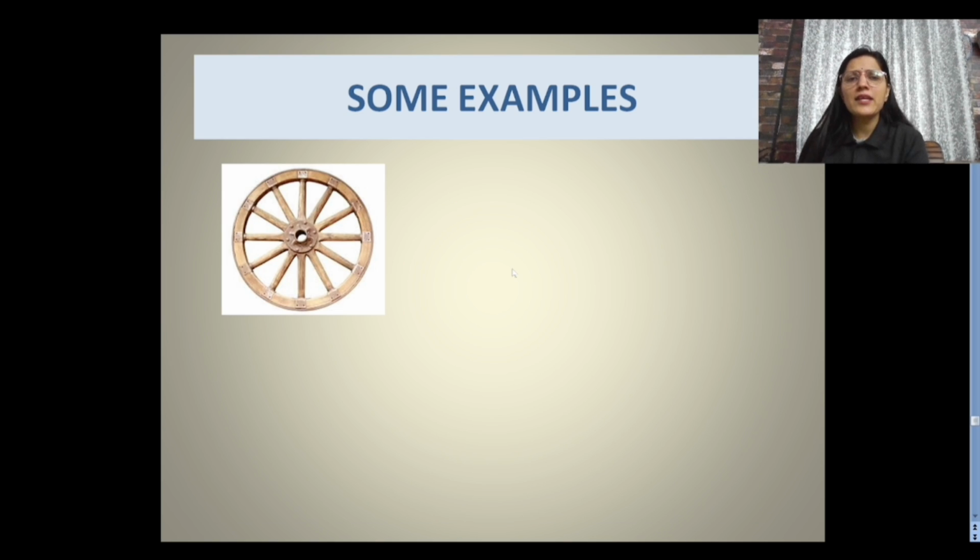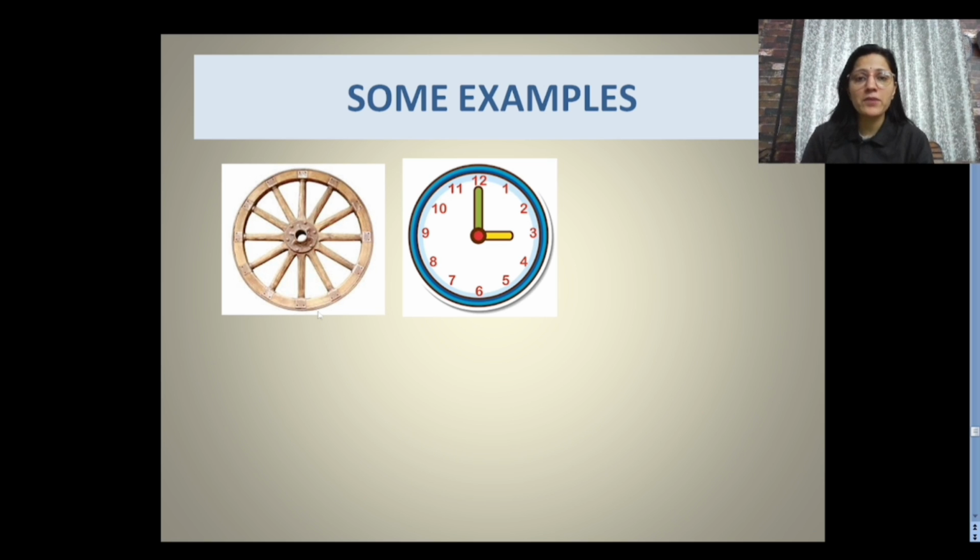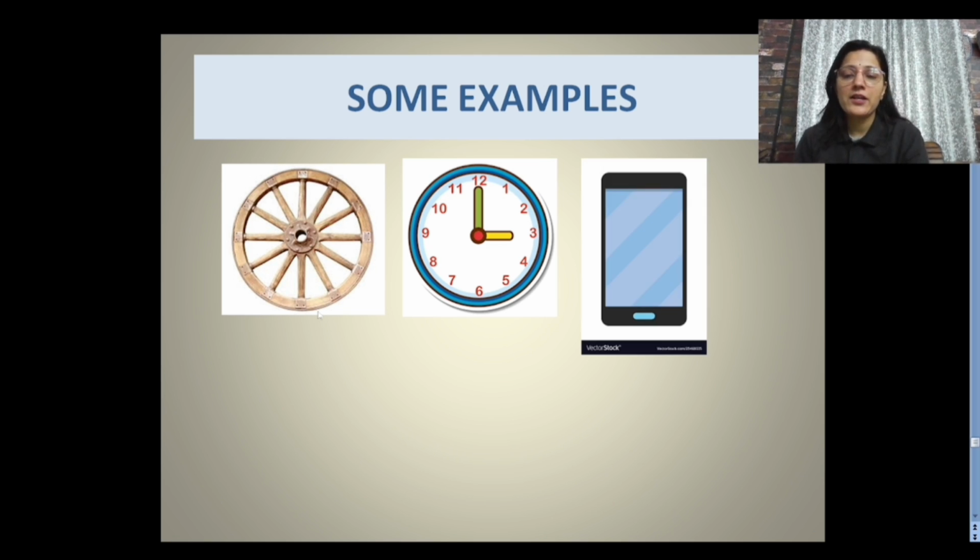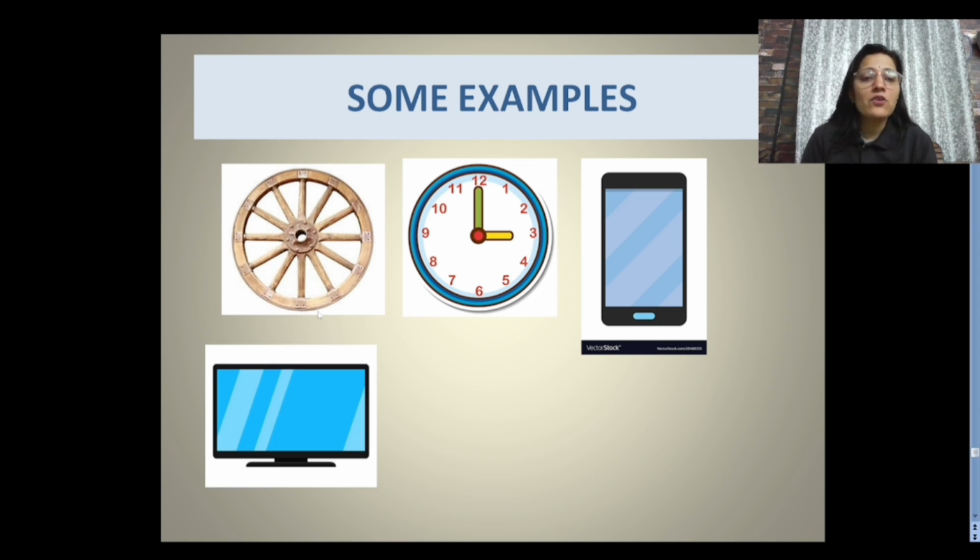Okay, let's see some interesting examples of two-dimensional shapes. This is a wheel and it's a circle shape. Let's see our next shape. It's a clock and it's an example of a circle shape. Next shape is a smartphone. You all know what it is, and it's an example of a rectangle shape. Okay, now it's a monitor and it's also an example of a rectangle shape.